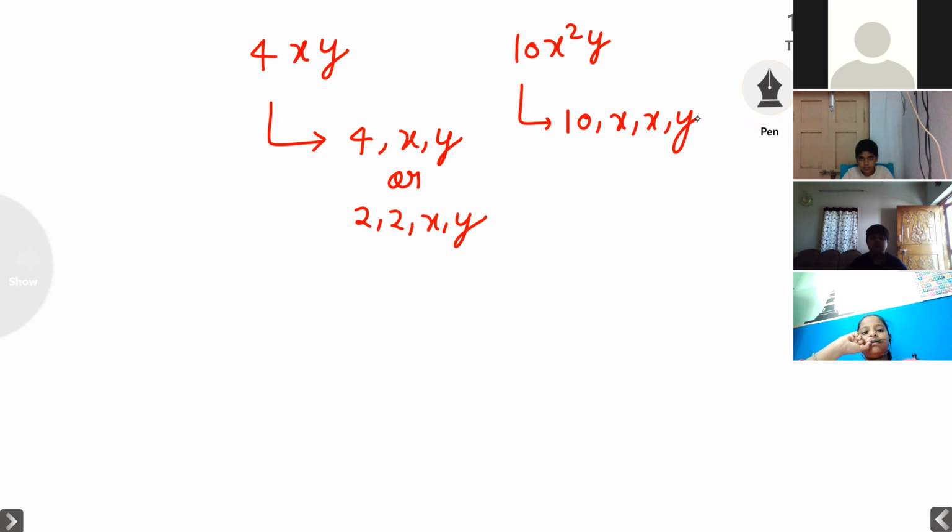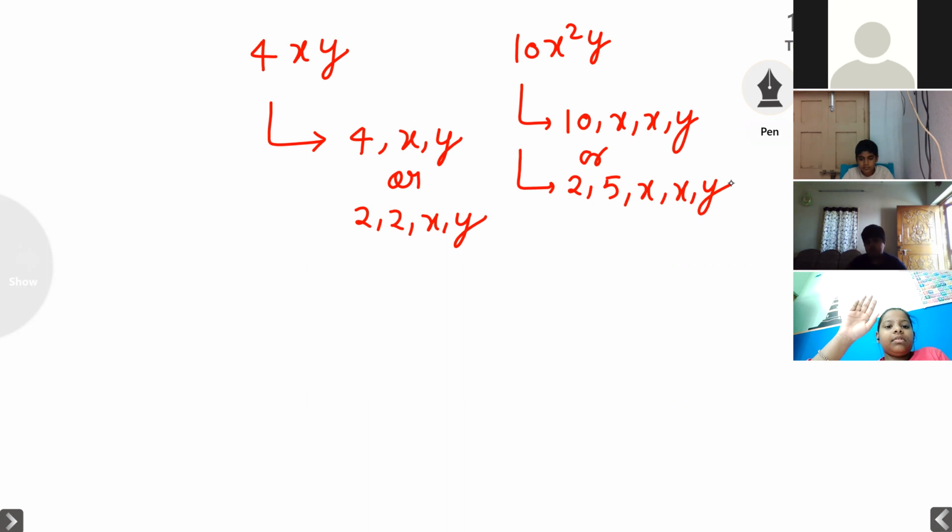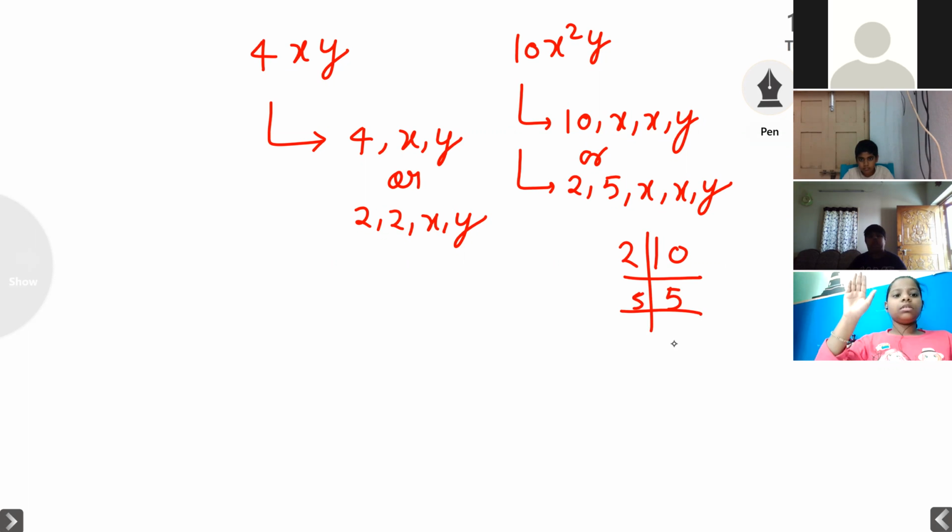I have to separate, that's it. Or I can find the factors of 10 also. Or we can write 2, 5, since 2 fives are 10, then x, y. Yes, we can write 10 also, or factors of 10. 2 fives are 10, 5 ones are 5. We are getting here 2 and 5.